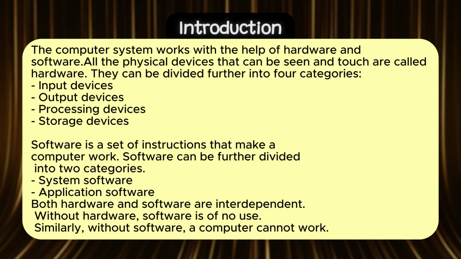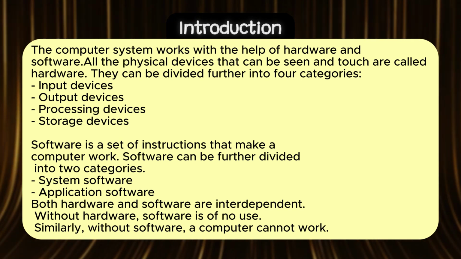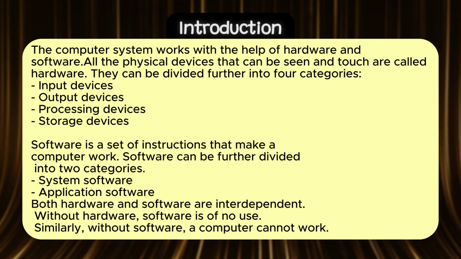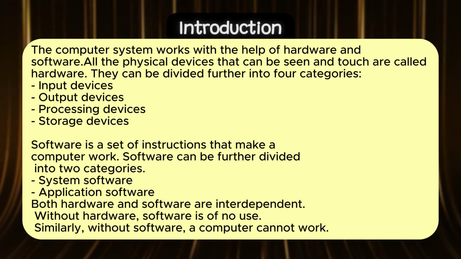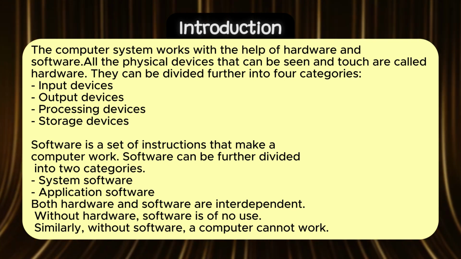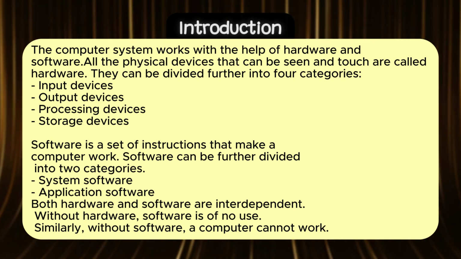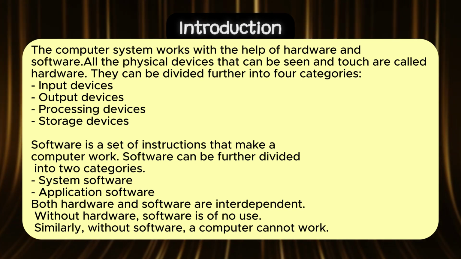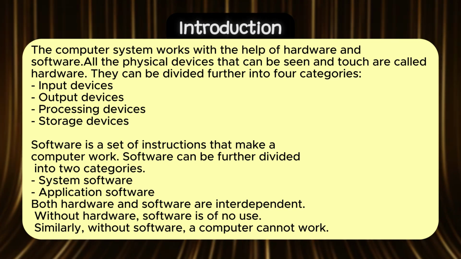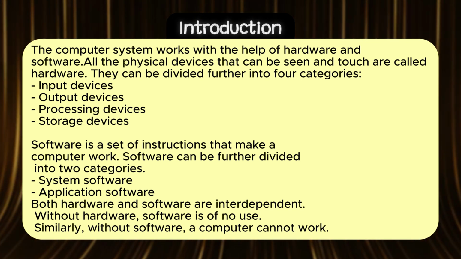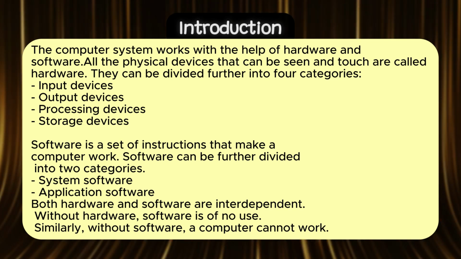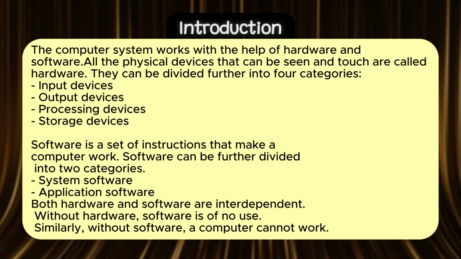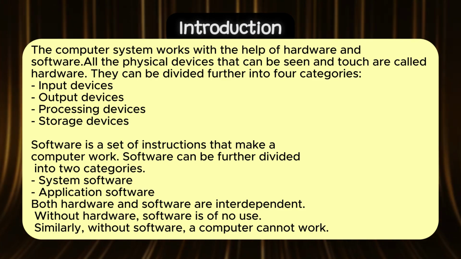Software is a set of instructions that make a computer work. Software can be further divided into 2 categories: system software, application software. Both hardware and software are interdependent. Without hardware, software is of no use. Similarly, without software, a computer cannot work.